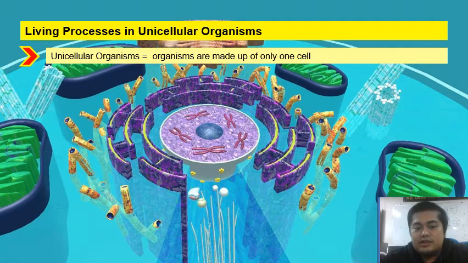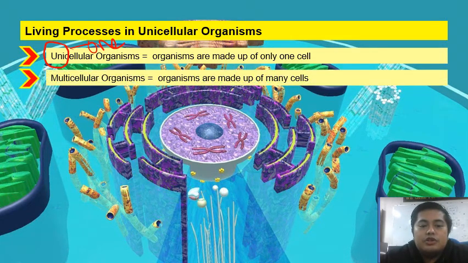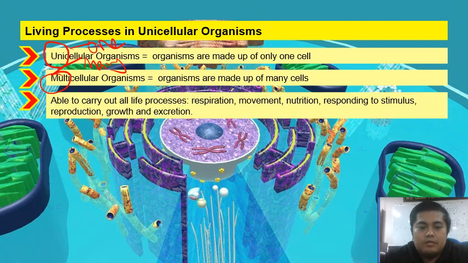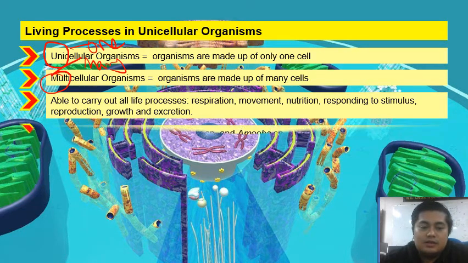So, unicellular organism is an organism that is made up of one cell only. So, dengan kata lain, organisma unicellular ni terdiri daripada hanya satu sel. Uni di hadapan membawa maksud one. So, meanwhile, kalau uni bermaksud one, bila kita cakap pasal multicellular pula, dia adalah many cell. So it is able to carry out life processes: respiration, movement, nutrition, responding to stimuli, reproduction and growth, and excretion. So even though they are only one cell, they are also able to carry out all these processes just like the multicellular organism.